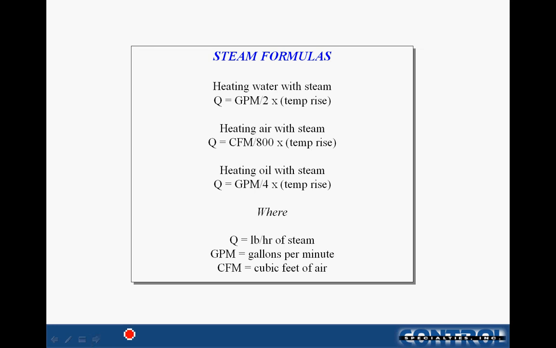There are some steam formulas which are used, and the assumption here is that the value for the heat of steam is 1,000 BTUs. For heating water with steam, Q, which is the amount of steam required in pounds per hour, would be the gallons per minute of water to be heated divided by 2, times the temperature rise. And for heating air, again it would be the cubic feet of air divided by 800 times the temperature rise.